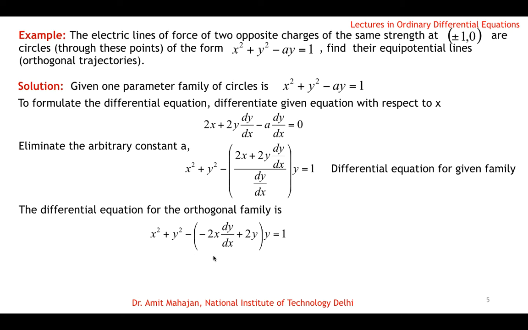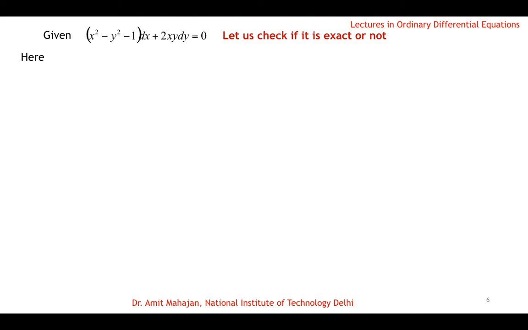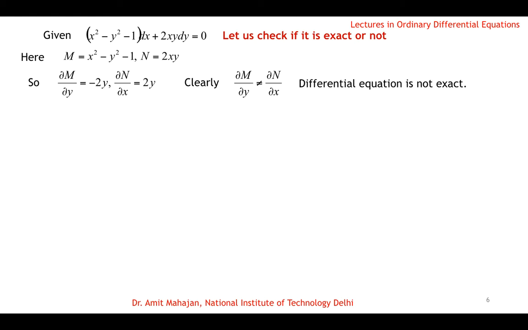So the differential equation is in the form M dx + N dy = 0. First we will check whether this is exact or not, and then we can solve. So M is x² − y² − 1 and N is 2xy. We'll calculate the derivative of M with respect to y and the derivative of N with respect to x and see if they are equal or not. So ∂M/∂y is −2y and ∂N/∂x is 2y, so they are not equal. That means the differential equation is not exact.